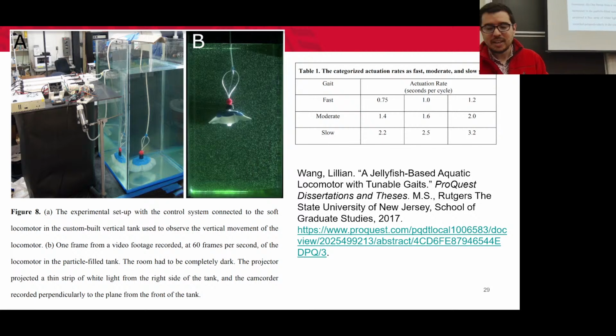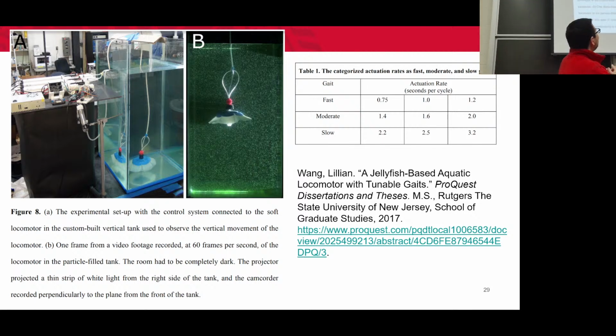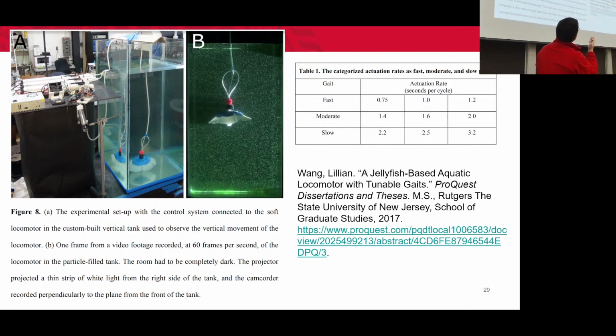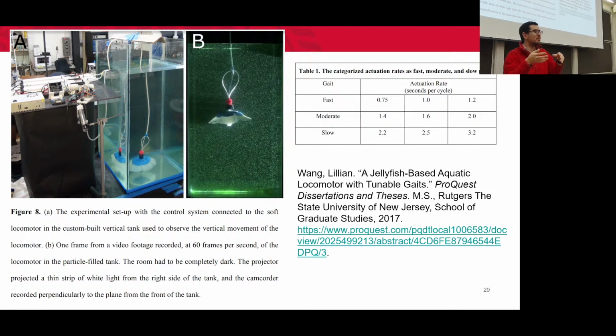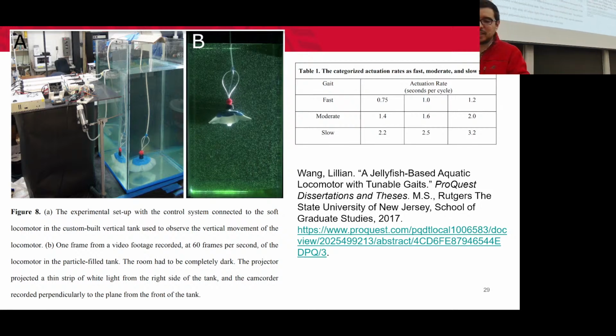If you care, what we did is we said, okay, the fast gait could have 0.75 to 1.2 seconds per cycle. Moderate would be like 1.4 to 1.62, and then slow would be 2.2 to 2.5. Anyway, we just kind of came up with these different speeds.